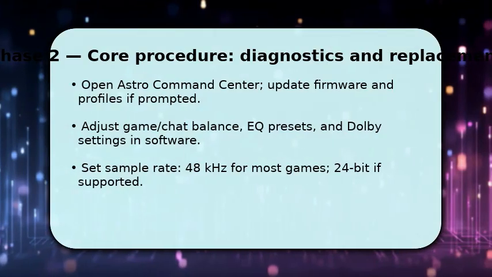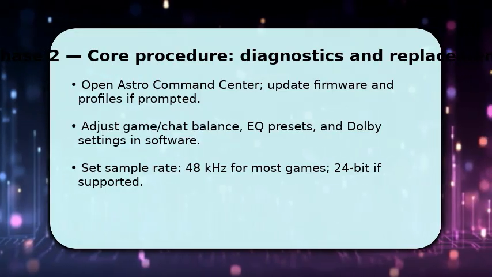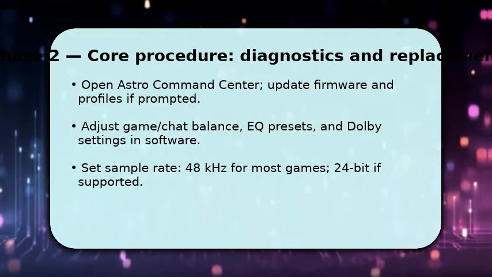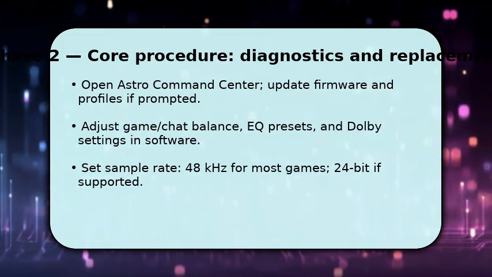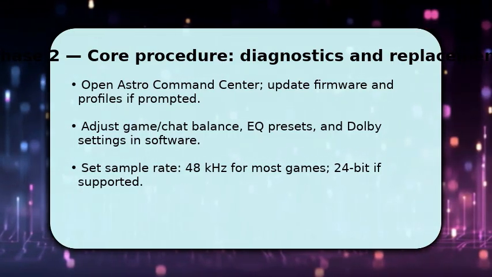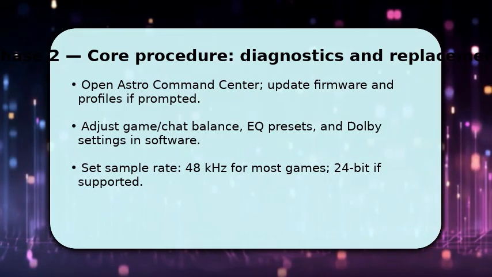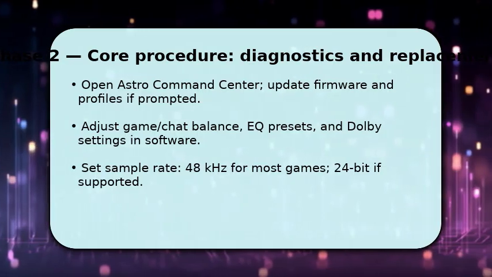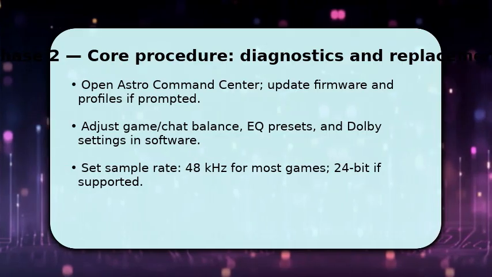You now dive into software configuration. Open Astro Command Center and apply any firmware updates first, because outdated firmware causes odd audio routing or mute issues. Then load or create a profile and set game versus chat balance so you can hear teammates without drowning game audio. Adjust EQ and Dolby settings to your taste. These change clarity and perceived volume.